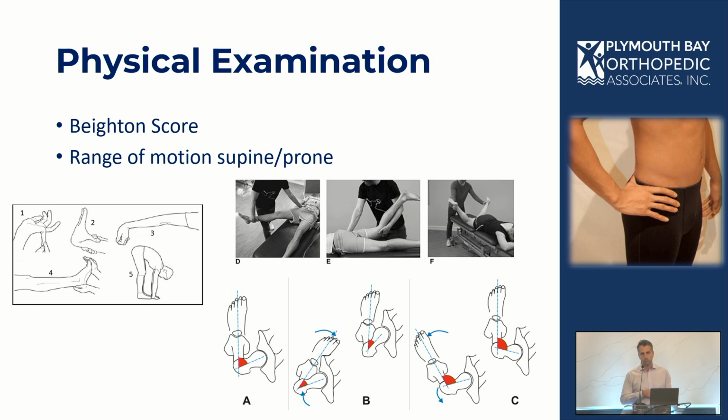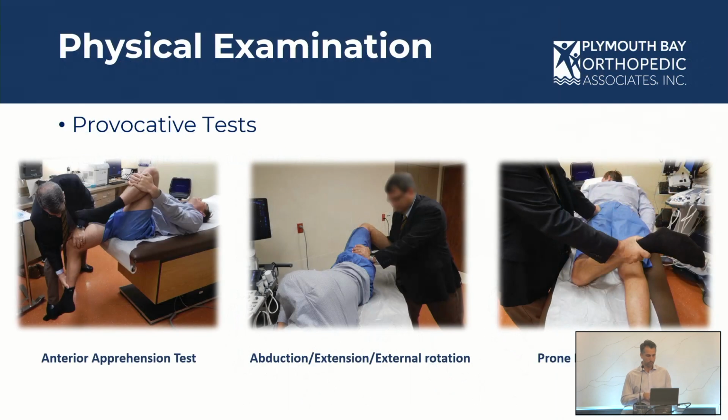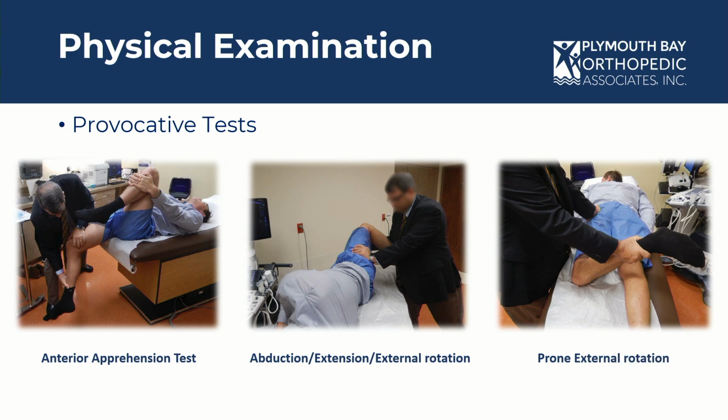And so the exam needs to focus on what their range of motion is. Every patient in my clinic gets a Beighton score, because that's important for general understanding of tissue laxity. And the exam is basically done in prone, supine, and a lateral position. There are some provocative tests. These three are listed here. Anterior apprehension test. With all three of these exams, you're essentially looking for pain or apprehension.